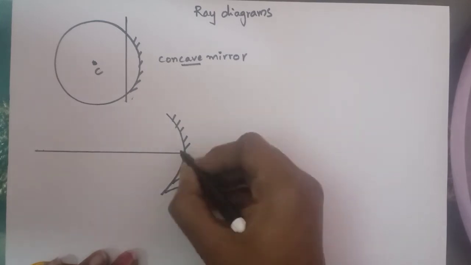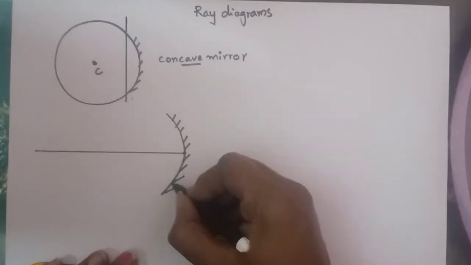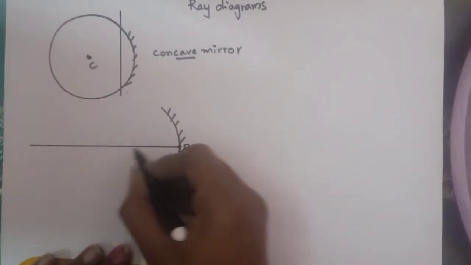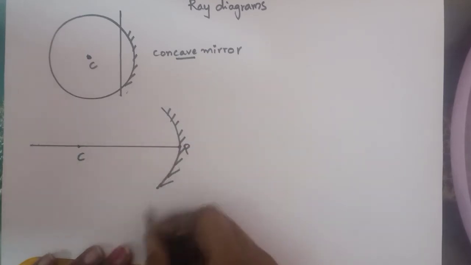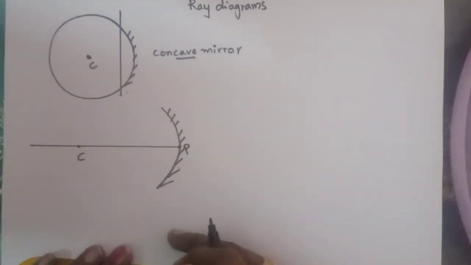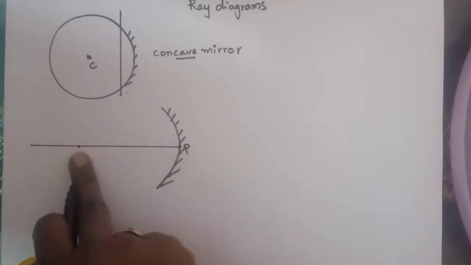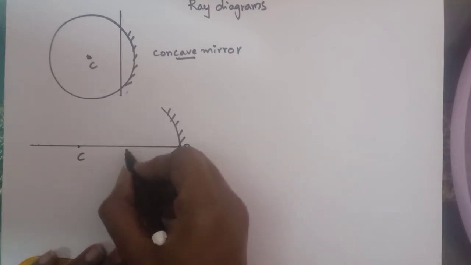Now, a point on this mirror, the center of this mirror, is called the pole. And from here we have the center of curvature. That is, if this is a spherical mirror and I cut a part from it, the reflecting side will have the center of curvature for a concave mirror. It will be different in the case of a convex mirror, which we will discuss later.